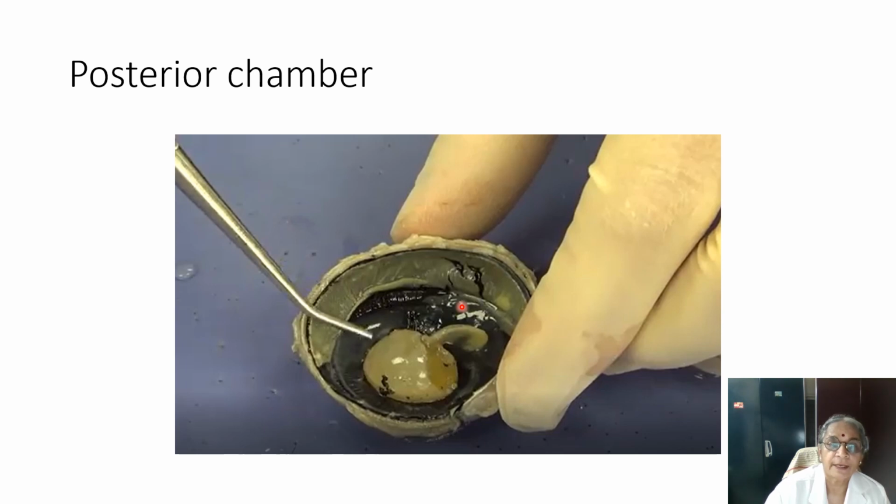Now you could understand the layers of the eyeball and what is the optic disc and the various chambers, the aqueous humor and vitreous humor. Now you can understand the structure of the eyeball.